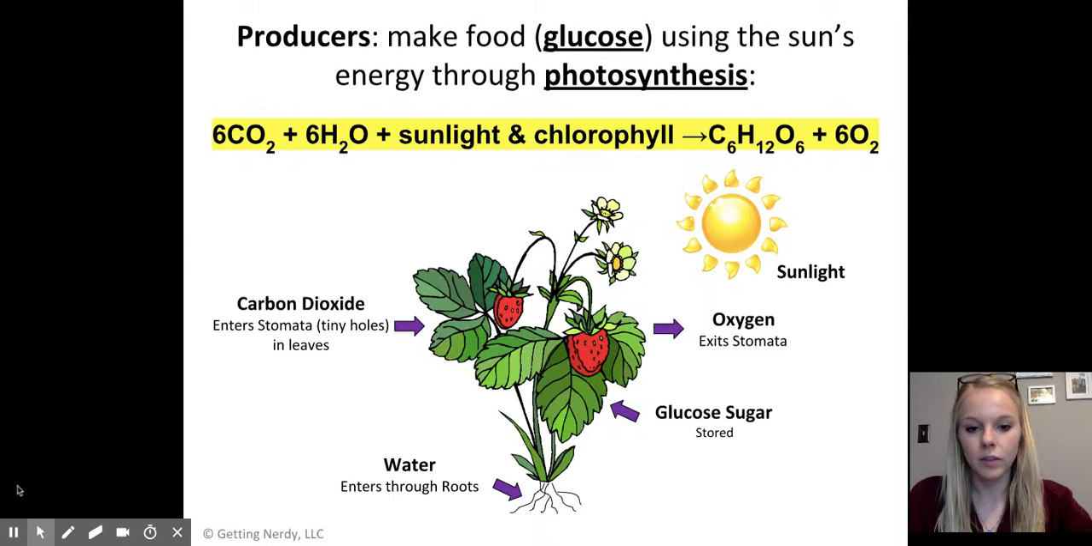Producers are considered the first trophic level, or the first organism in a food chain. By the process of photosynthesis, the strawberries and all other plants are able to store energy in glucose molecules. Plants use this stored glucose to continue growing and developing.